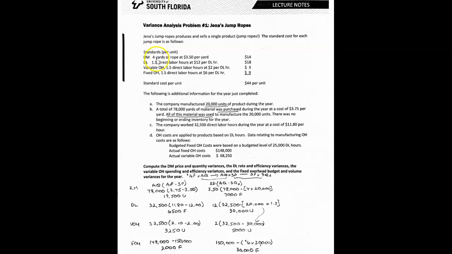Okay. For variable overhead, this variable overhead is allocated based on direct labor hours. Okay, so 1.5 direct labor hours at $2 per hour. So the only difference between direct labor and variable overhead variance is the rate per hour. It's $12 per direct labor hour for direct labor, and then $2 for variable overhead. So my actual quantity of hours is 32.5 direct labor hours, times my actual rate of $2.10, minus our budgeted rate of $2.